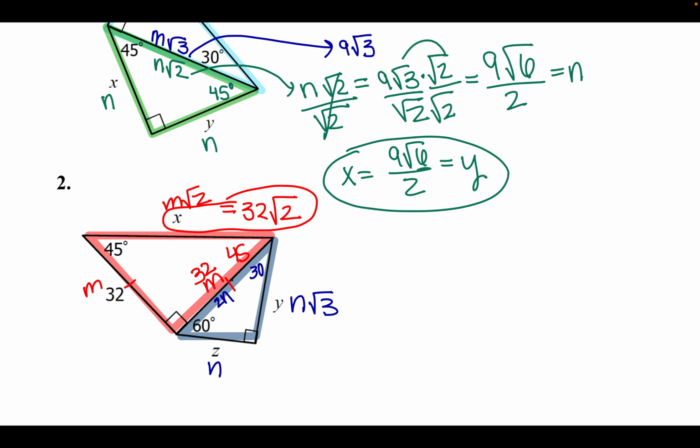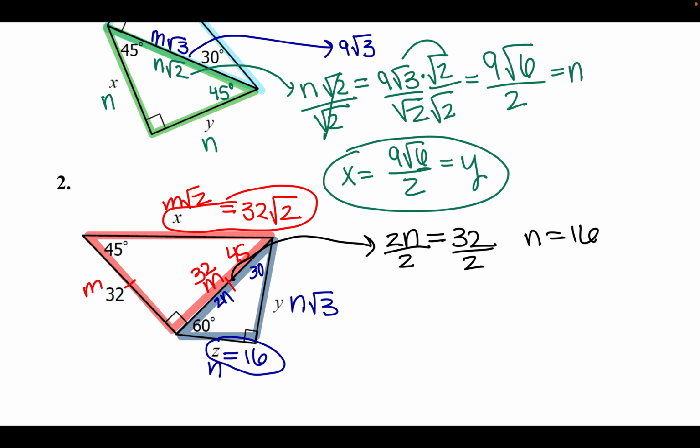So in this case, the shared side, I'm going to write it over here, we know it's 32, and it's also 2n. So 2n is equal to 32. We're just making an equation out of what we know. So we can use that to solve for n. Just divide both sides by 2. So we get n is equal to 16. So now we know that z is 16 because z is n, and y is 16 square root of 3.